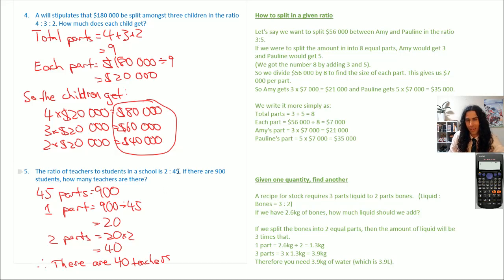For the other one, what we're looking at, we say, okay, there's 900 students. Let's say there are 45 equal parts that make up that 900. If I do 900 divided by 45, each part would be 20, and therefore the number of teachers would be 2 times 20. So you say, let's make that 45 equal parts, and you find out the value of each part, which is 20. So therefore, teachers is going to be 2 lots of that. Basically, just follow the process.